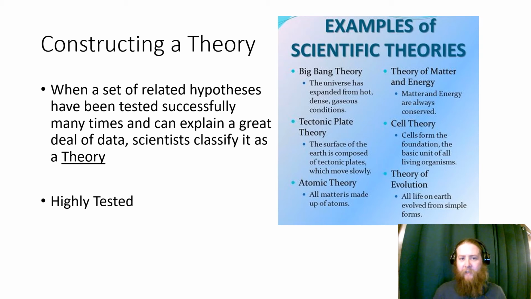Examples are things like the Big Bang theory. We see that all these galaxies are moving away from a central point. That's really good evidence. We have tectonic plate theory. This is the one where Earth's plates, which we talked about in Earth science, are moving around and carrying the continents with them. Atomic theory, where all matter is made up of atoms. We're talking about the theory of matter and energy, cell theory, and the theory of evolution. We'll talk about cell theory and the theory of evolution in this class specifically, and how we haven't found any living organism that isn't made of cells yet. So as far as we know, to be alive, you have to have cells.